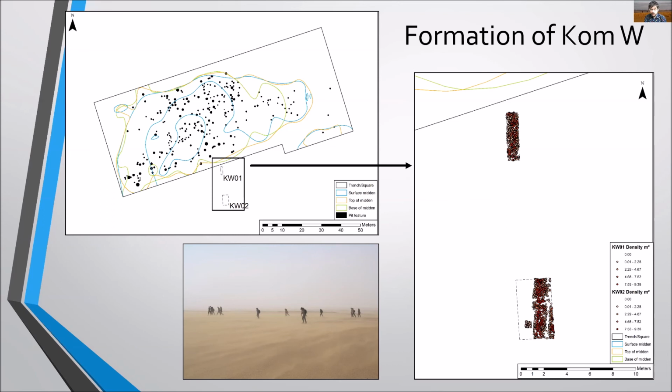Kom W, once interpreted as a Neolithic village, rather represents a place of occupation that was the most recent amongst a wider settlement pattern around the Fayum North Shore. Given another half a millennium of erosion, Kom W would likely exist only as a dense scatter of artifacts, as we have observed elsewhere along the Fayum North Shore. However, through examination of the distribution of artifacts in relation to their 3D distributions, we've been able to determine how these scatters of artifacts are forming.